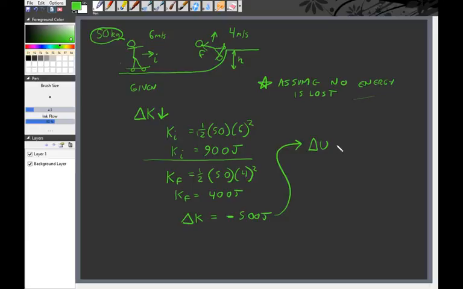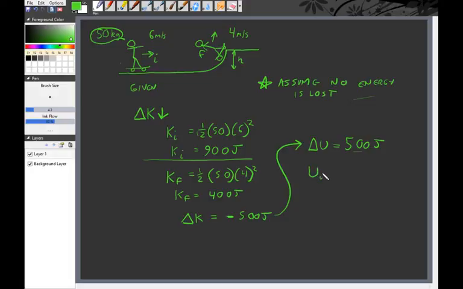Without even writing down an equation, I already know his change of potential energy is positive 500 joules. He's gained 500 joules because it came from his loss of kinetic energy. All right, so our job now is to find the height. What I'm going to do here is find his final potential energy and compare that to his initial potential energy and just go from there.